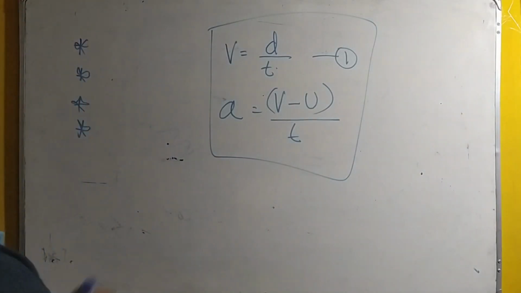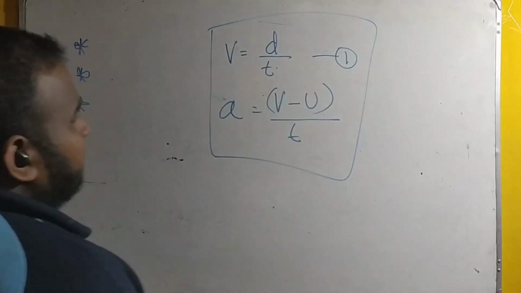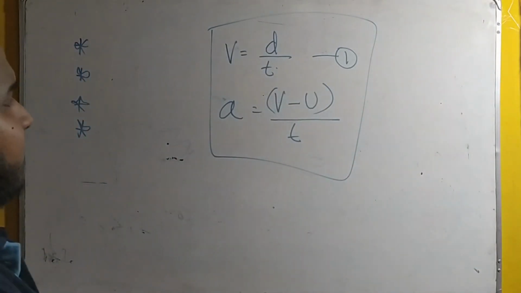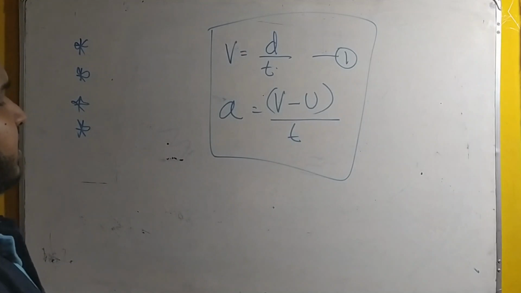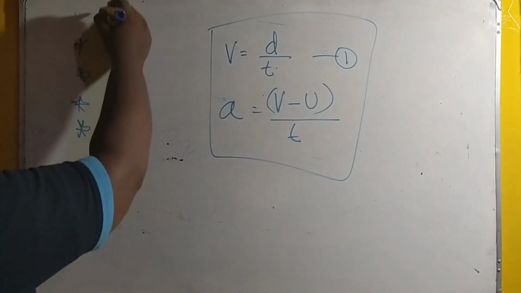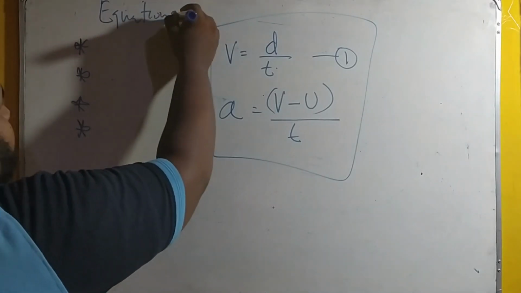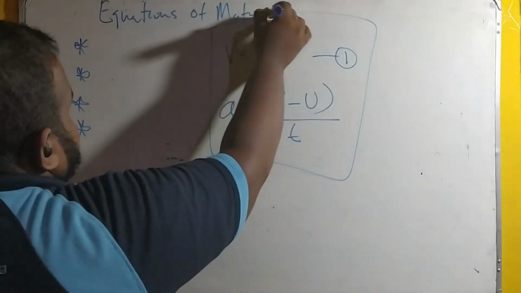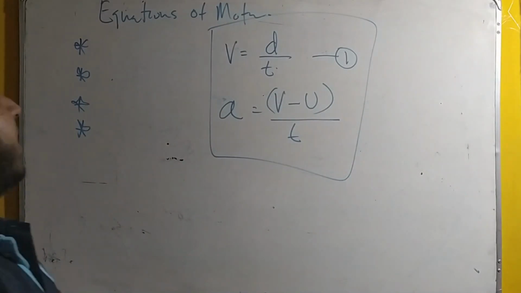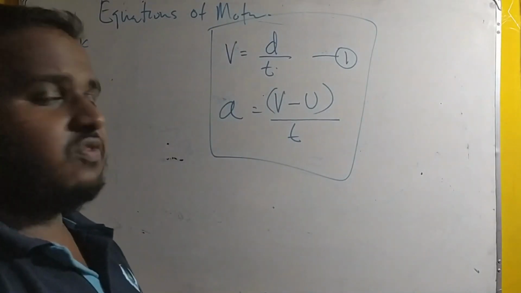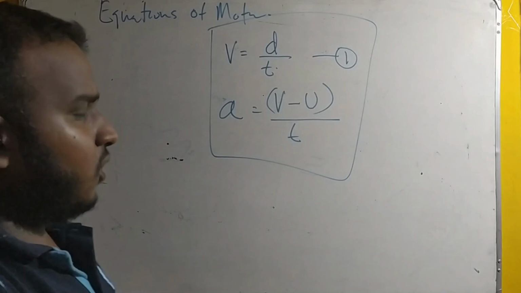So just tell me, what is the first equation? a is equal to v minus u divided by t. So we call them the equations of motion. There are four equations.